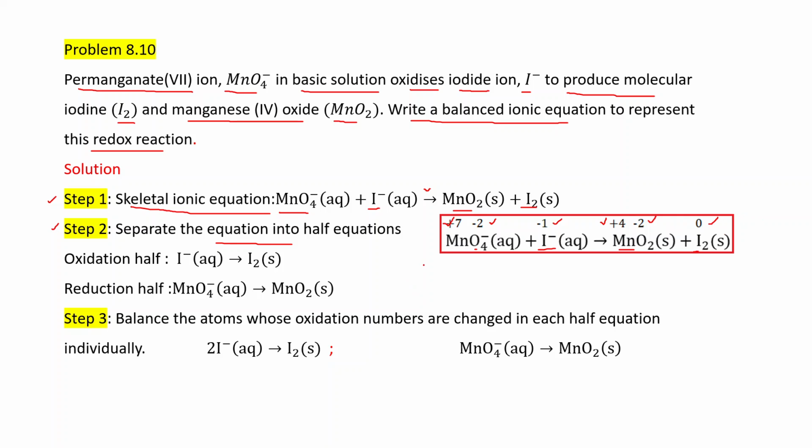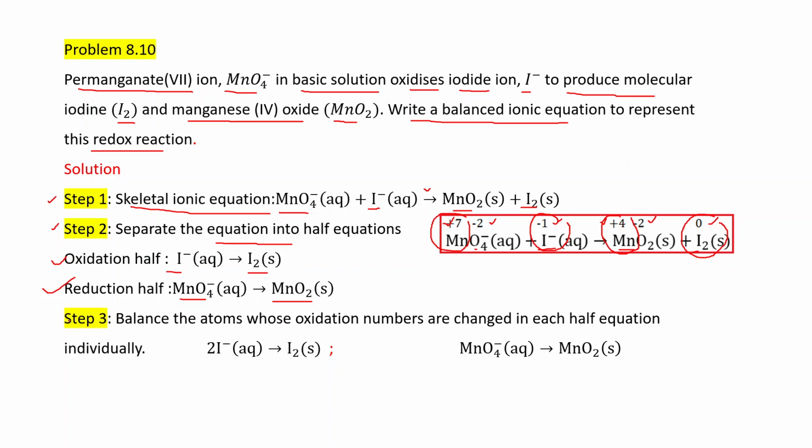Now see the change. Mn, this is +7 to +4. This is a decrease in oxidation number. So this is the reduction half equation. So we can write this is the reduction: MnO4 minus converting into MnO2. Now this is I minus, -1 to 0. Clear? This is an increase, -1 to 0. This is the increase in oxidation number. So this is our oxidation half equation: I minus converting into I2.